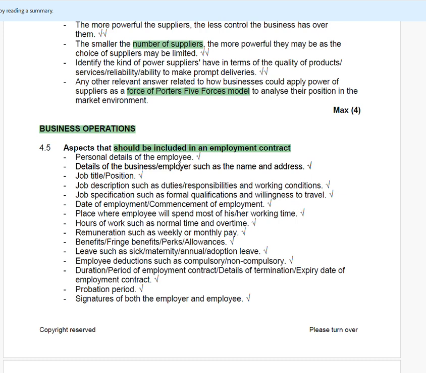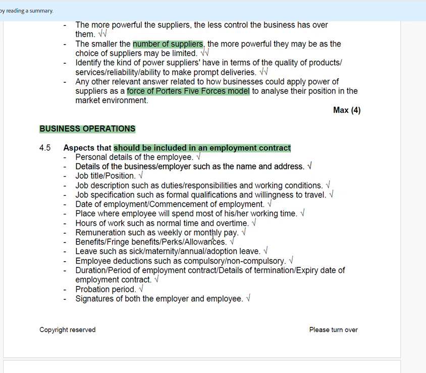The personal details of the employee, which is your name and surname or your ID number; details of the business, the employer, such as the name and address; the job title or position, what are you employed for; job description, such as the duties, responsibility, and working conditions; job specification, such as formal qualification and willingness to travel; dates of employment and commencement of employment; place where the employee will spend most of his or her working hours; hours of work, such as normal time and overtime.